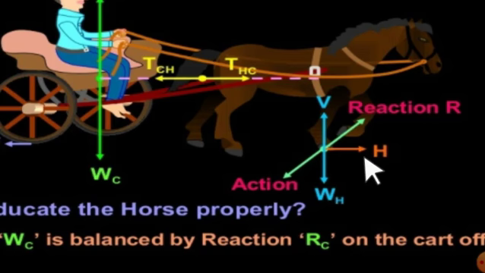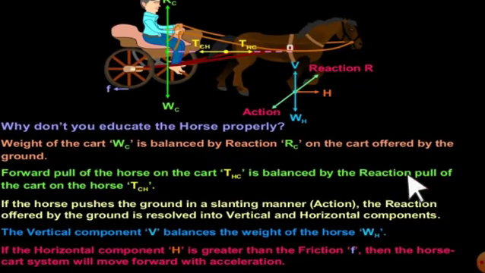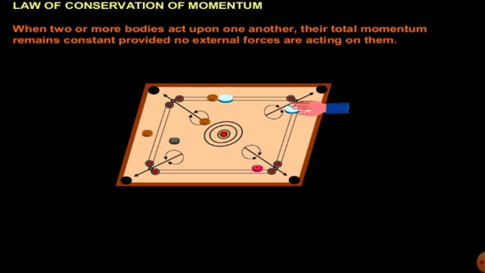But if this horizontal component is greater in magnitude than the frictional force, then the cart will move forward, because that capital H minus small f will have some finite value, and that finite value will be the unbalanced force with which the cart will move forward, right? Have you got it? Yes, I'm sure that you might have understood it, right?